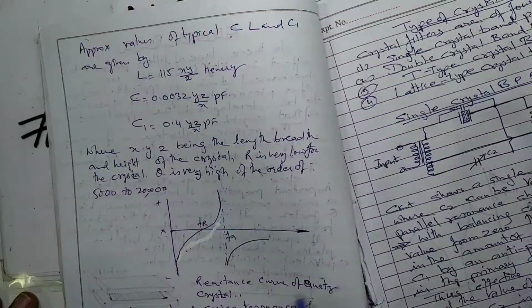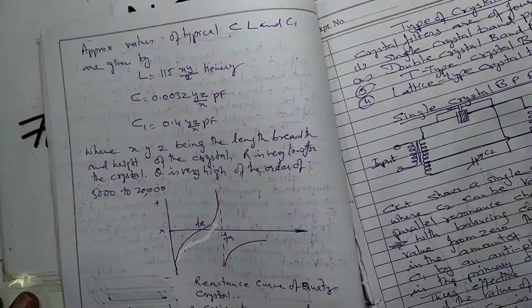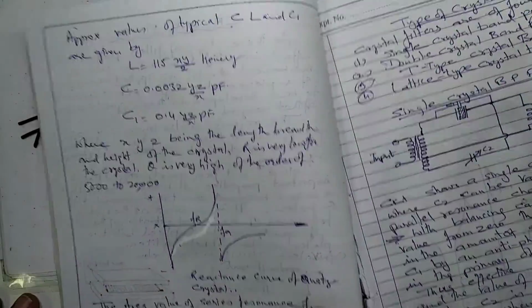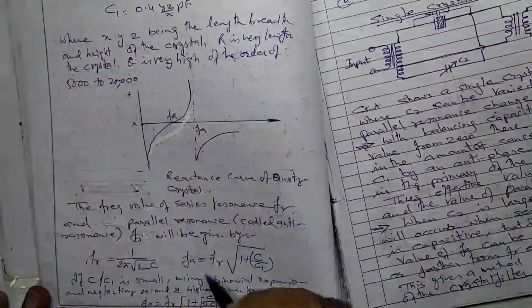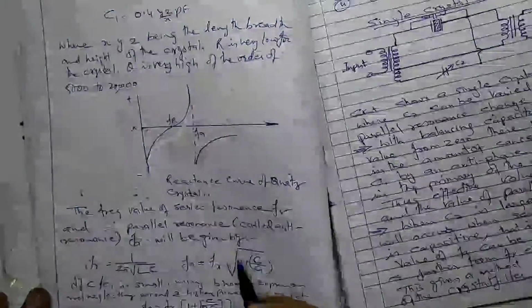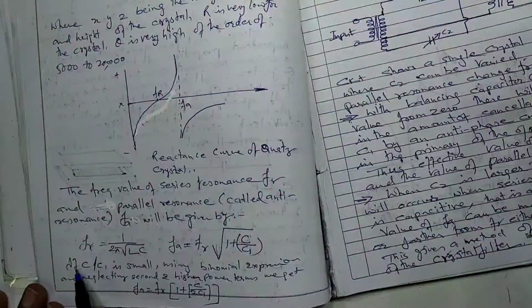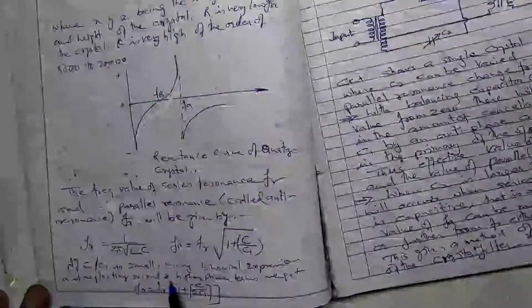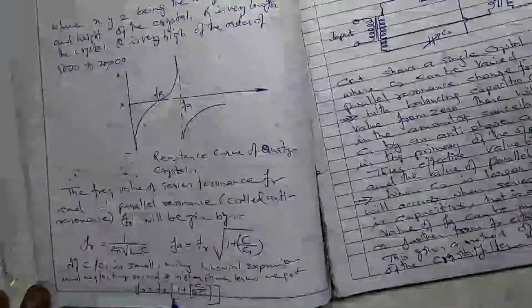In the reactance curve of the quartz crystal, the series resonant frequency FR and the parallel resonant frequency, called anti-resonance FA, are given by FR equal to 1 upon 2 pi under root LC, and FA equal to FR into under root of 1 plus C upon C1. If C upon C1 is small, using the binomial expansion and neglecting second and higher power terms, we get FA equal to FR into 1 plus C upon 2C1.